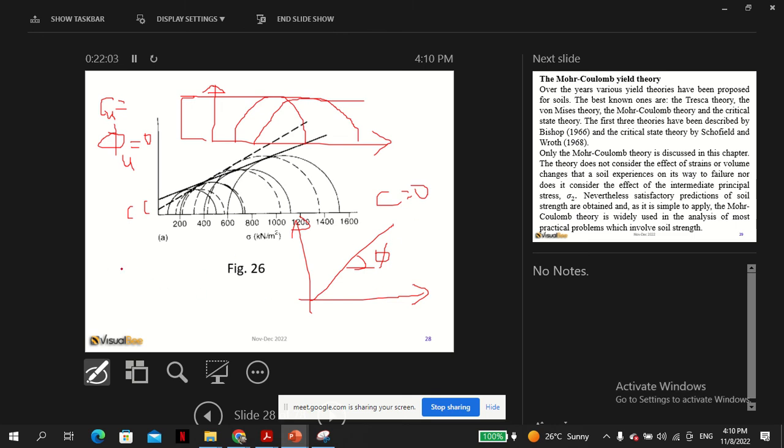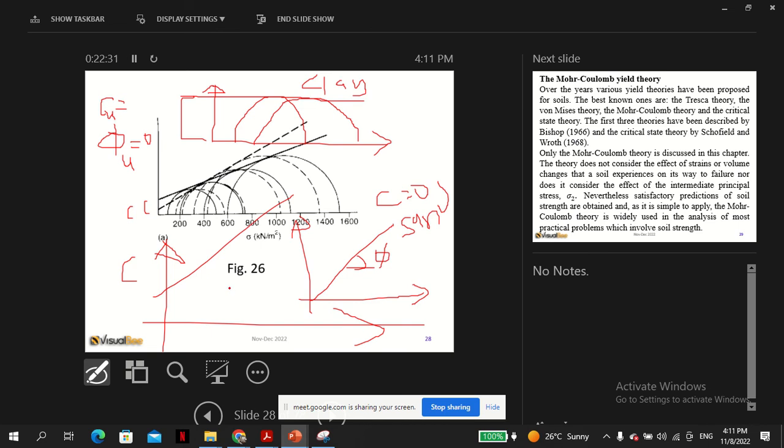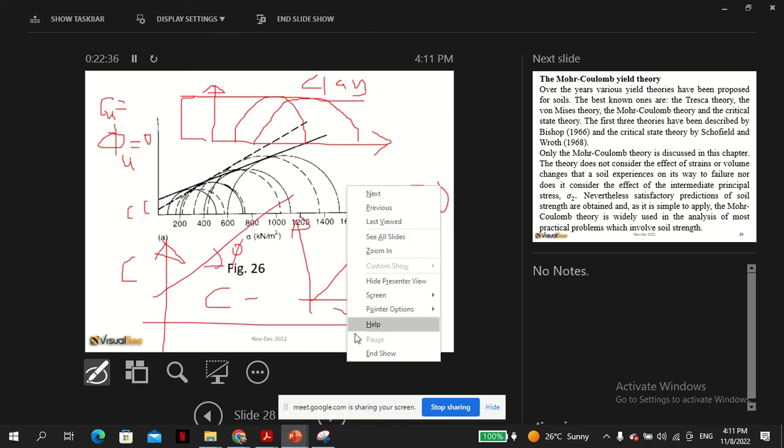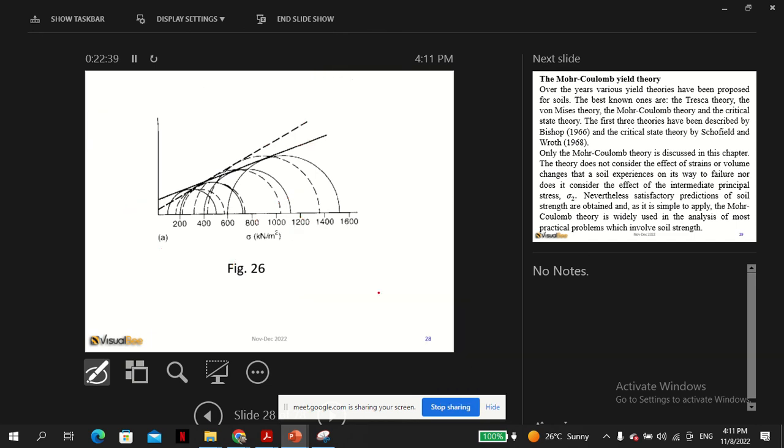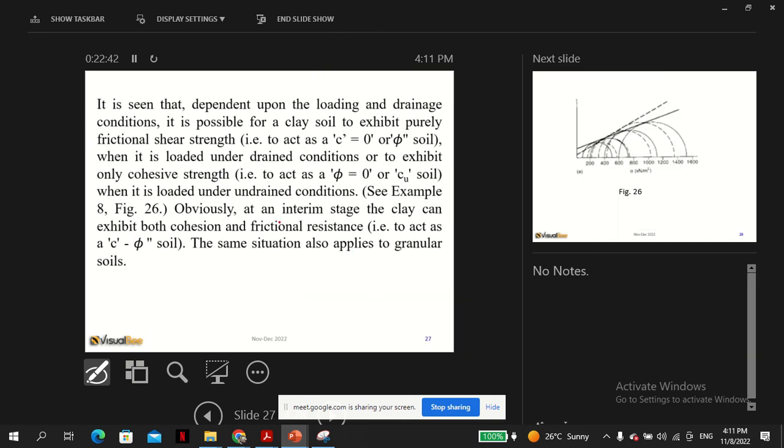In between, we can have a soil that has both C and phi. So please note those two conditions. This extreme condition is sand, and this is clay. So we can have a phi soil, where C is 0, a Cu soil, where phi is 0, and a soil in between where there is both C and phi. I think I've tried my best to explain that and make it clearer. That's what this is trying to explain.